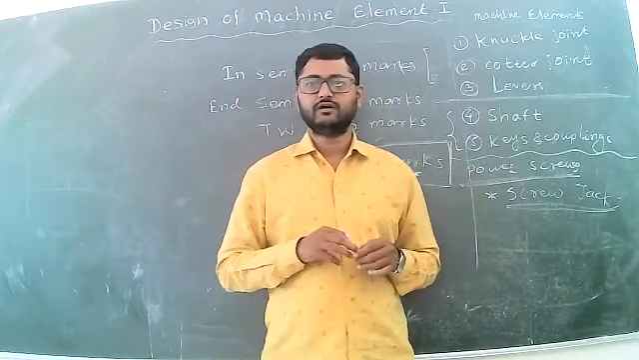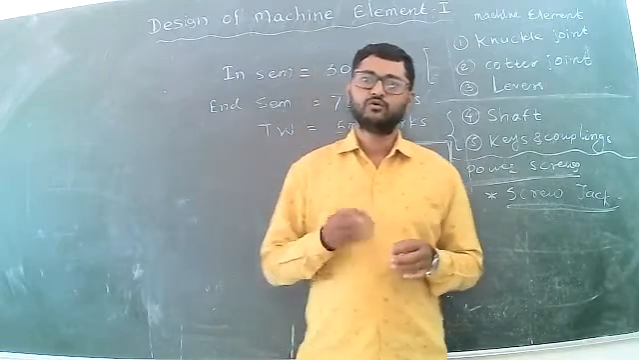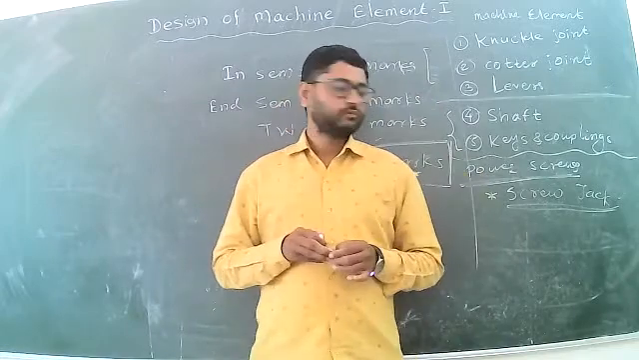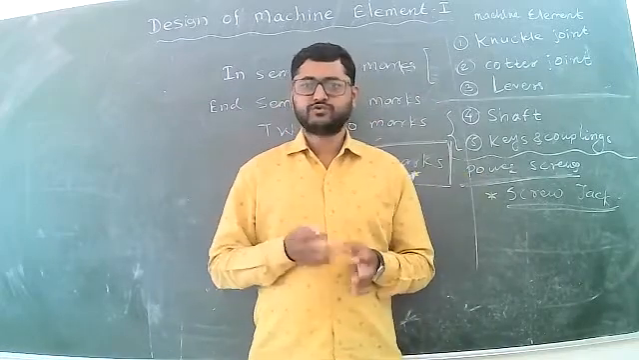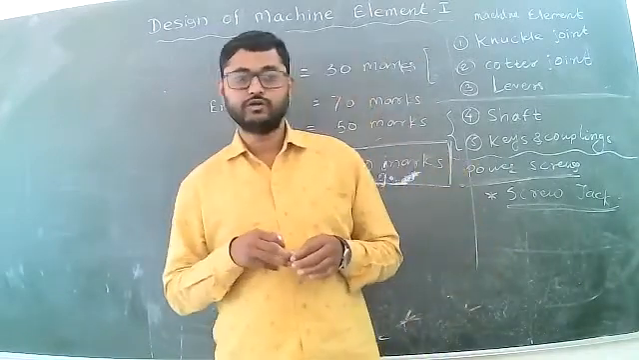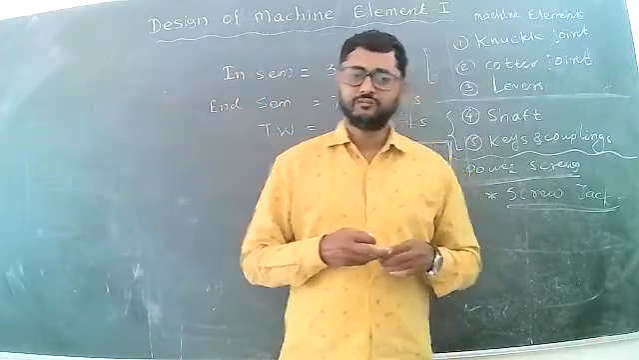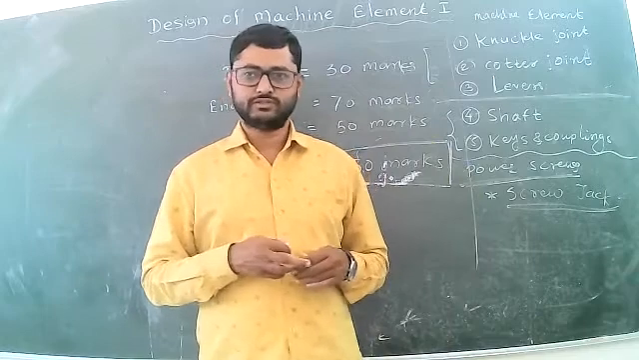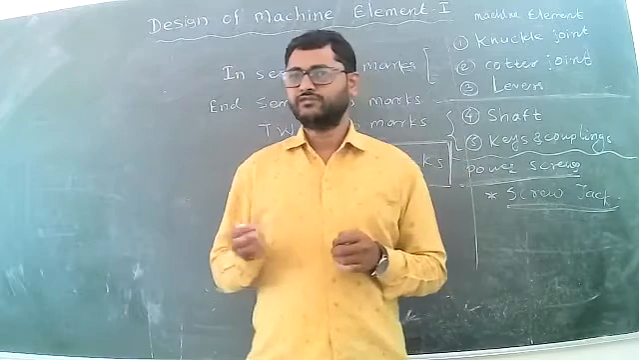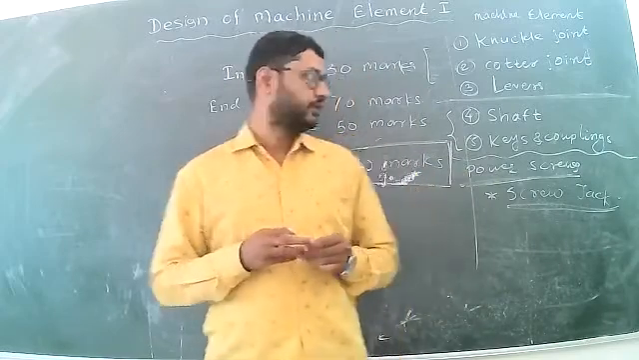There are so many software packages available to draw 2D and 3D views of a particular element. So design of screw jack is from unit number 4, that is power screw. And unit number 3 is design of fluctuating loads, meaning design for fluctuating stresses acting on the different parts of machine elements, that we have to learn in unit number 3.